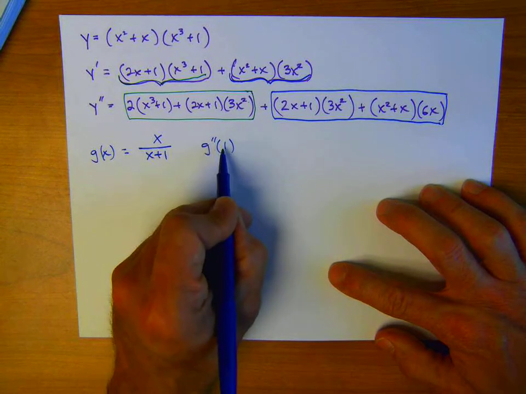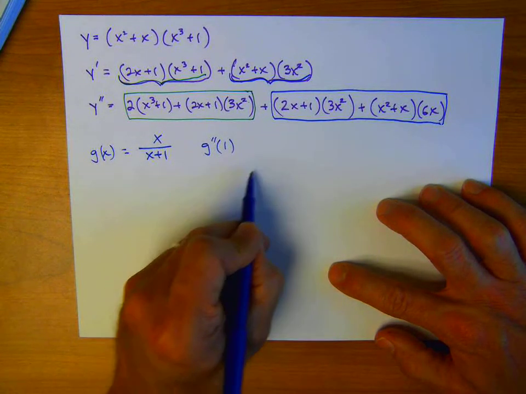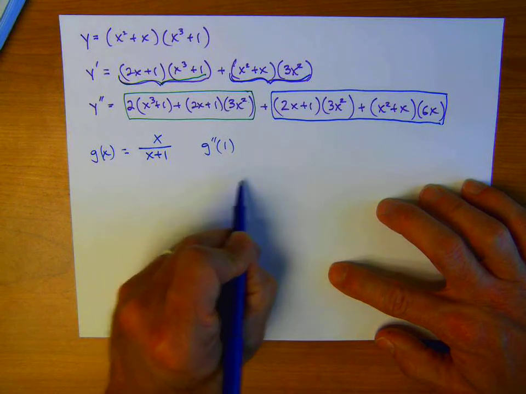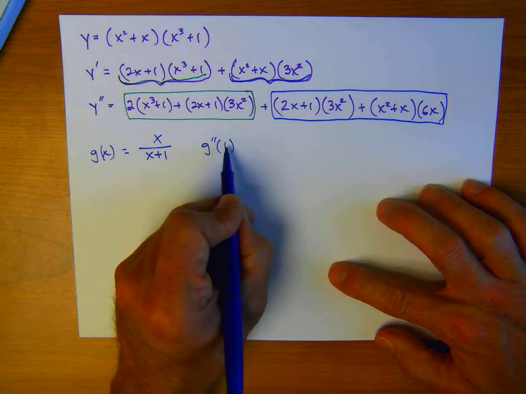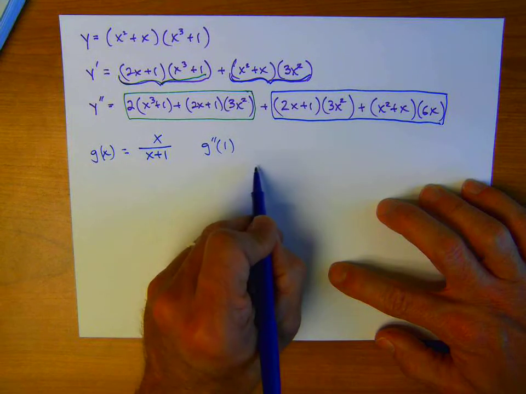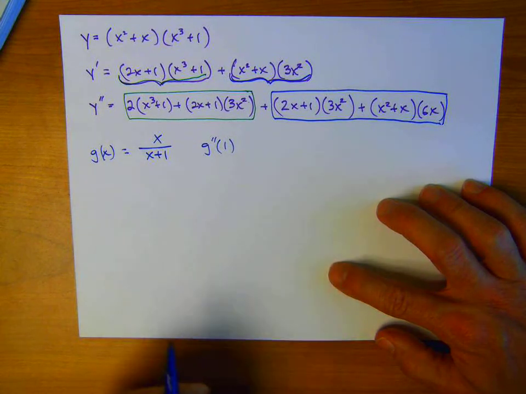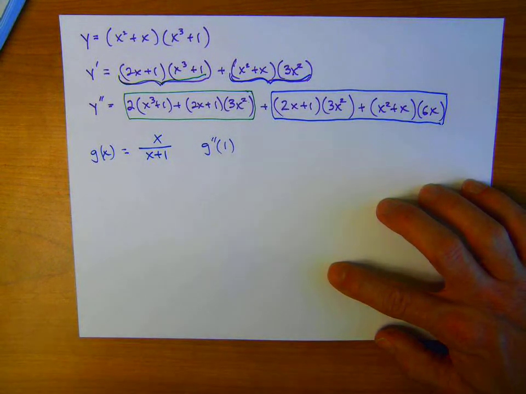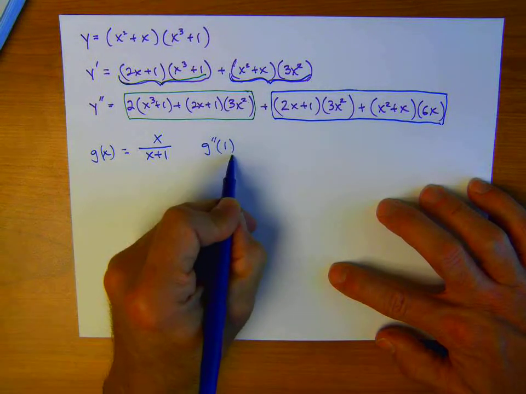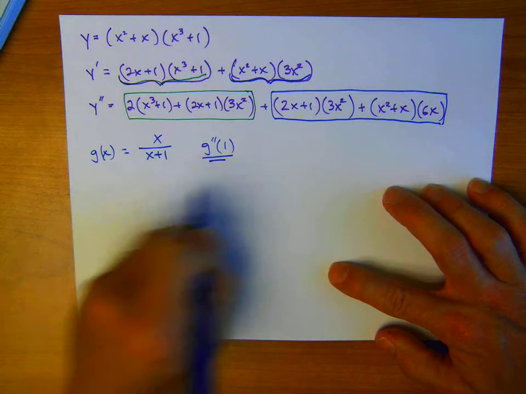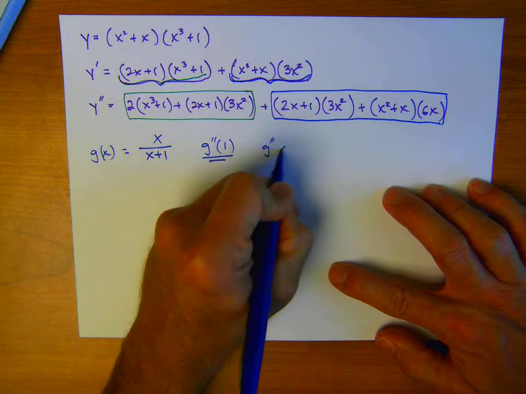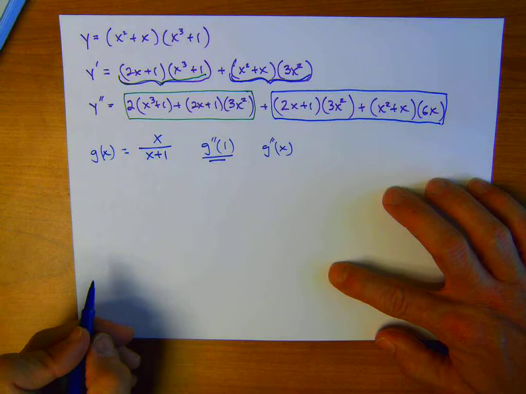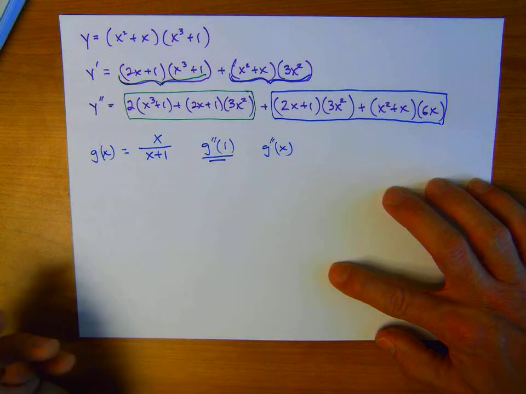So if the second derivative at 1 is positive, then we know it's concave up because our second derivative is positive. If the second derivative at 1 is negative, then we know that at that point it's concave down. In terms of just trying to interpret this graphically. Well, in order to get this, the first thing we need to do is find the second derivative of g. And in order to find the second derivative, we need to find the first derivative.